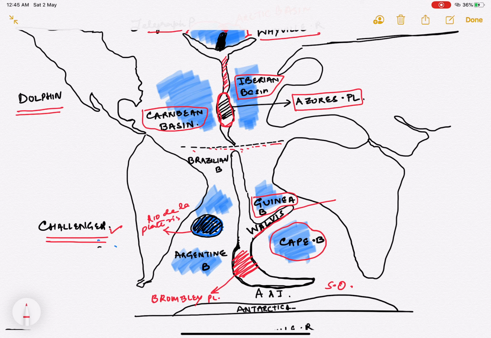I hope you understood. I hope in the last class you had studied about the continental rise, which I had exclusively mentioned in my video. Now this Rio de la Plata rise will again divide the basin into two parts, that is your Brazilian Basin in the northwest and your Argentine Basin in your southwest.